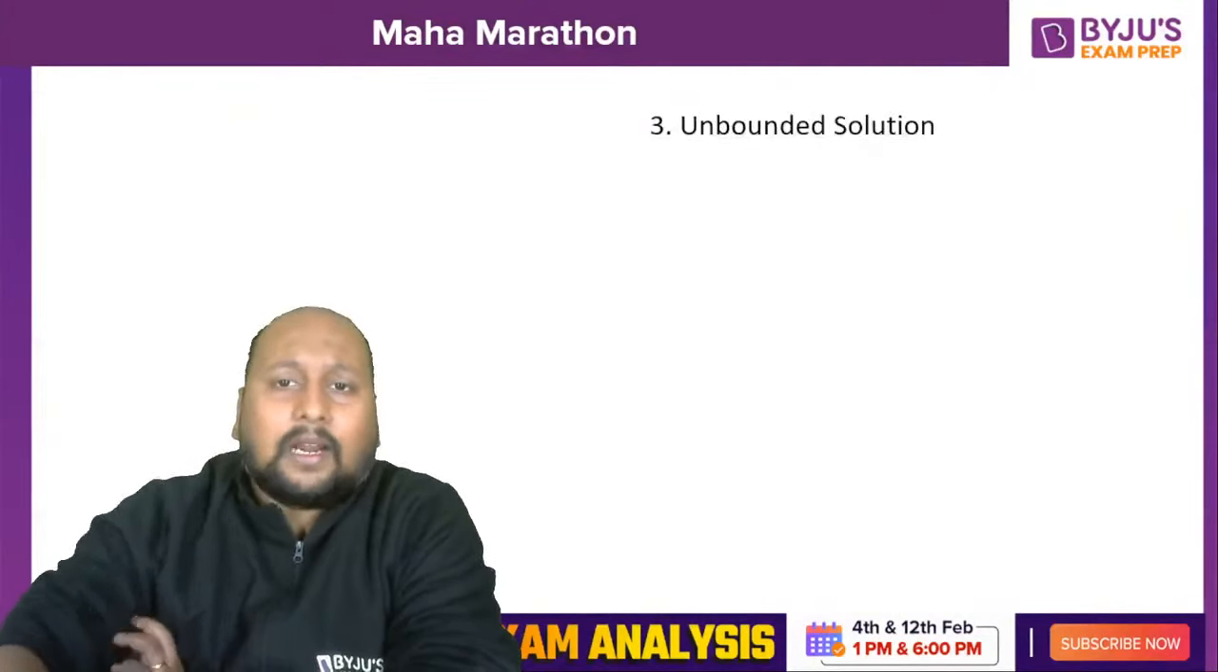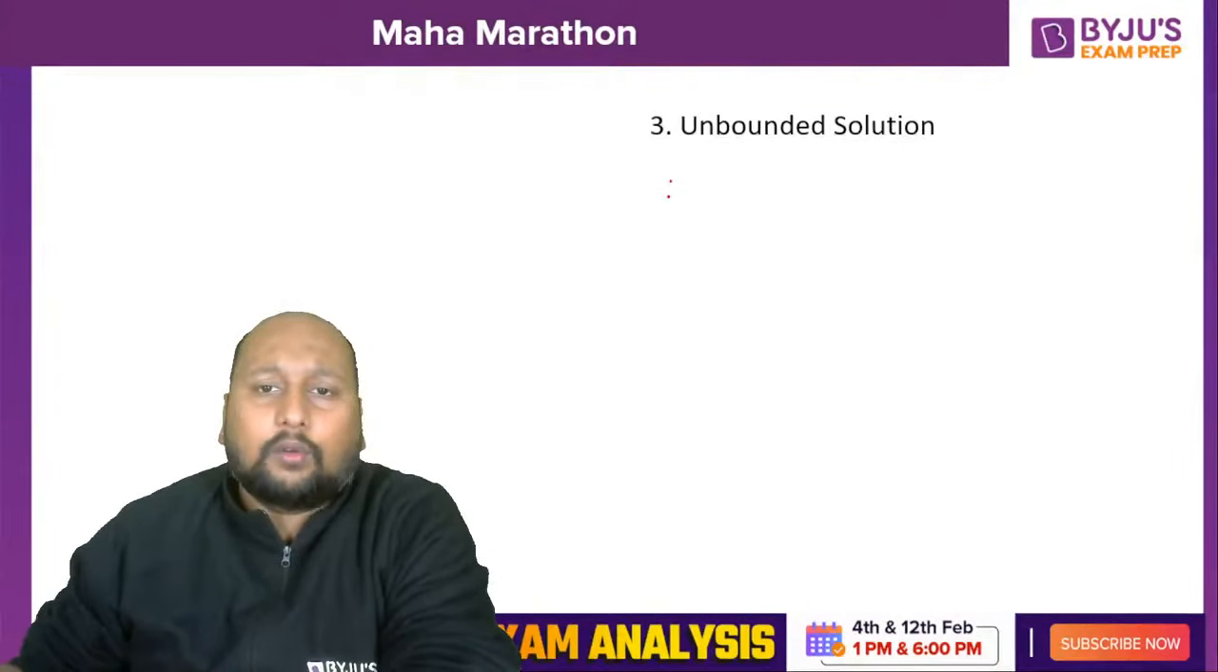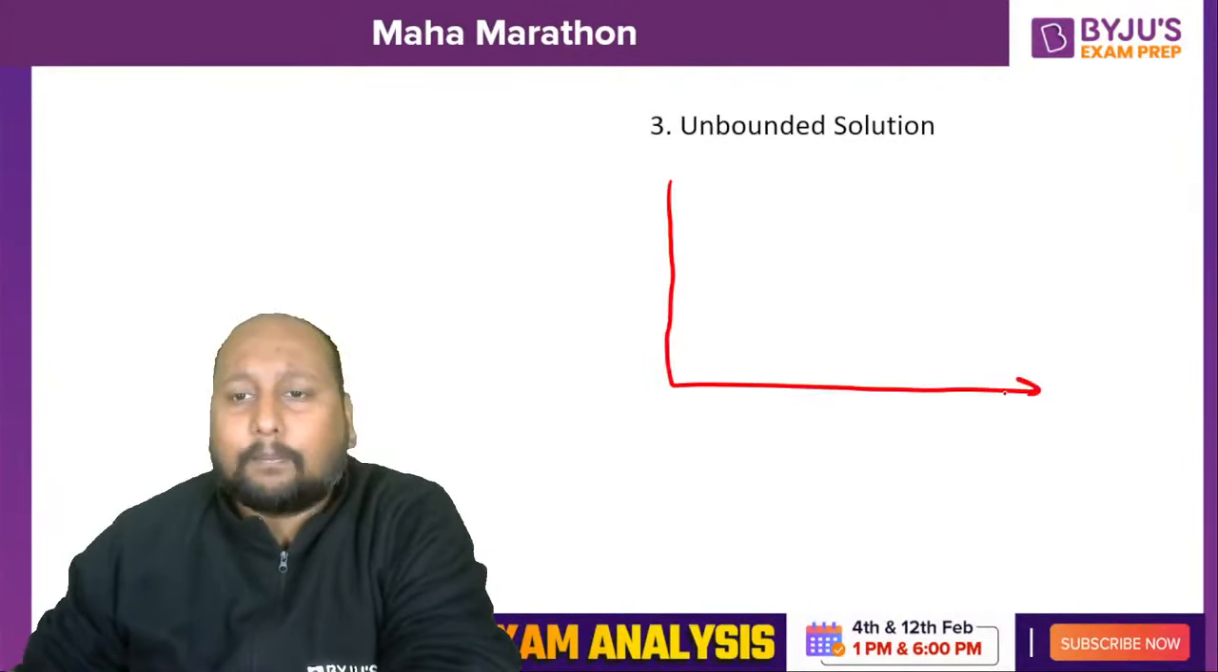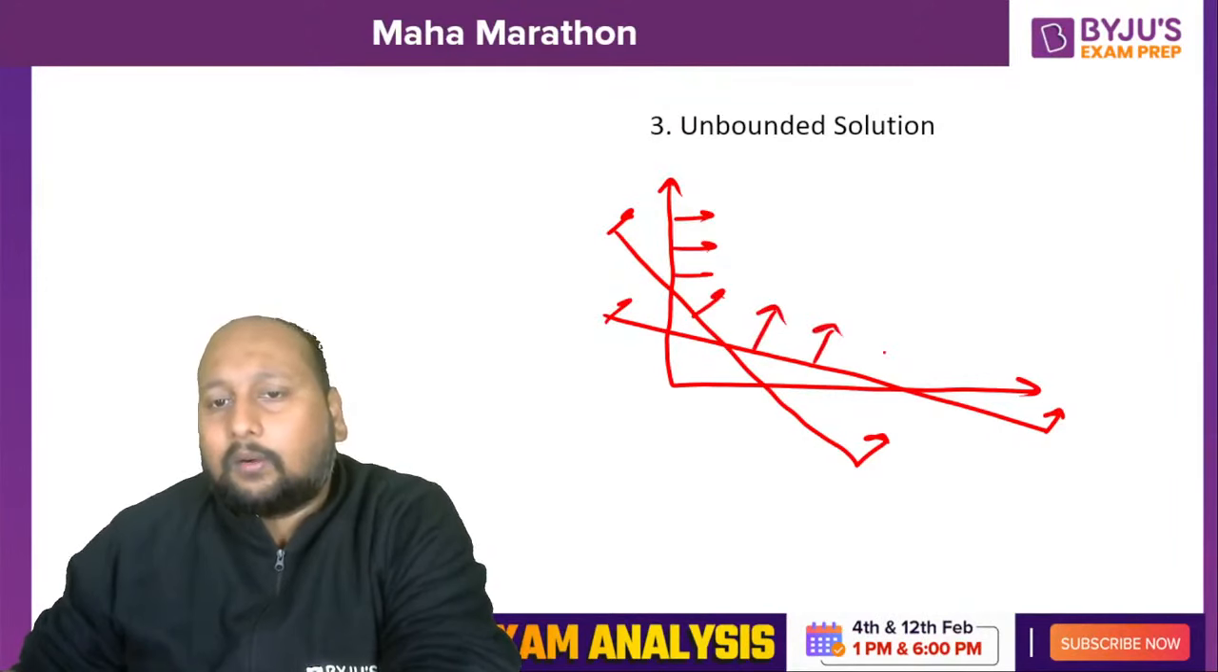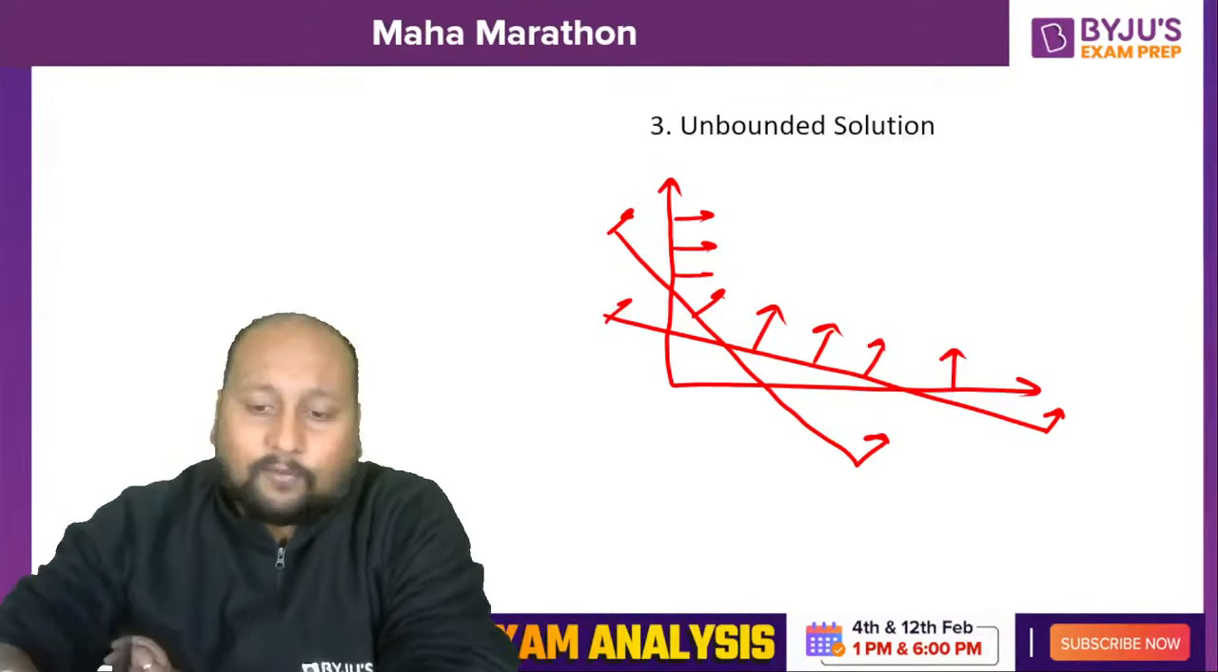Right? If I talk about unbounded, usually we are able to see it in a minimization problem where you can have conditions like this. So in this case, the given feasible region is basically unbounded.